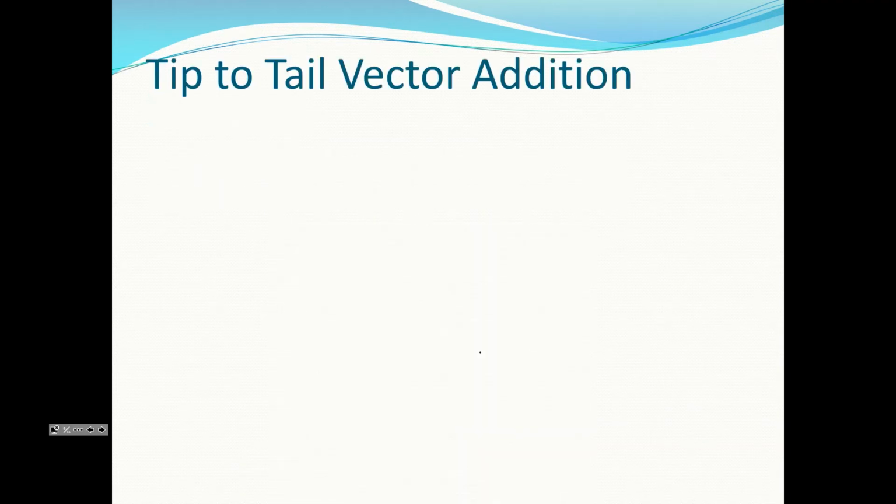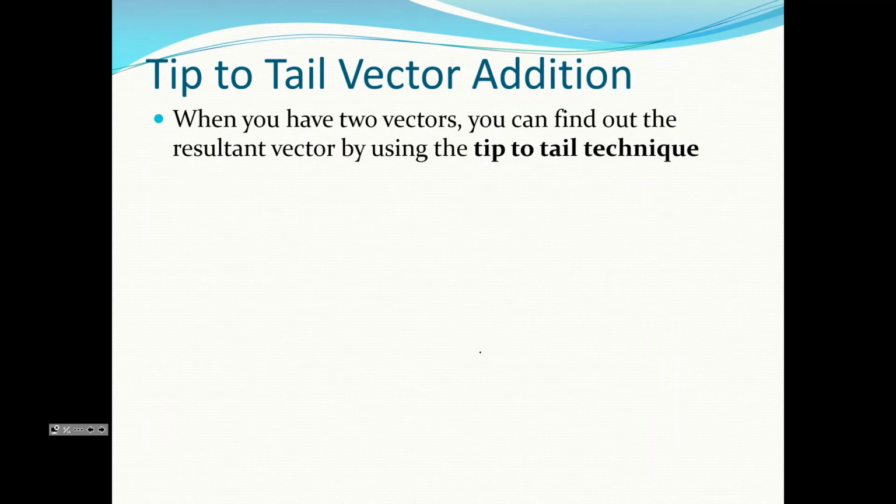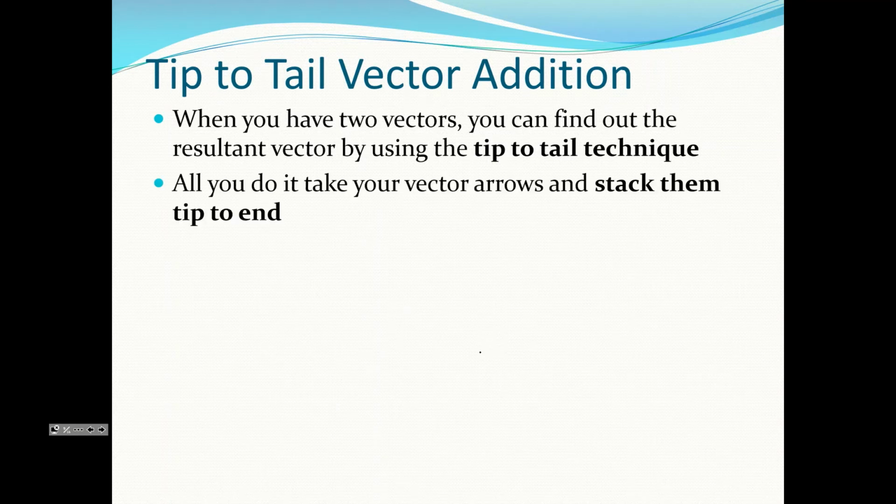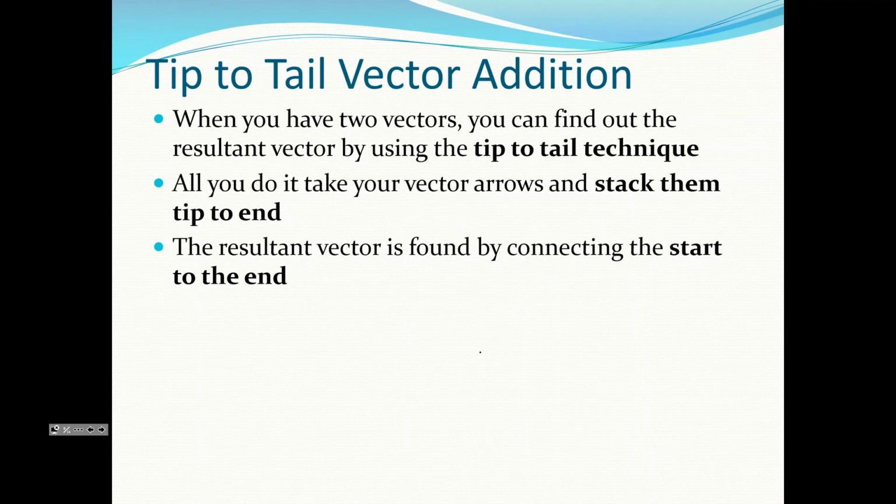So now that we know how to communicate vectors, we can connect two vectors together by using tip-to-tail vector addition. When you have two vectors, you can find out the resultant vector by using the tip-to-tail technique. All you have to do is stack your arrows tip to tail, and the resultant vector is found by connecting start to end. So what I mean by that is, say I have two vectors. Someone is pushing on something with a speed of 10 meters per second east, and another person is pushing on 10 meters per second north.